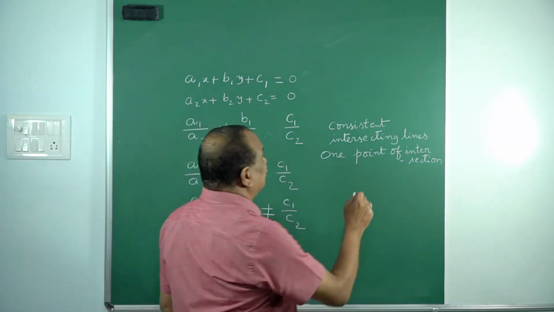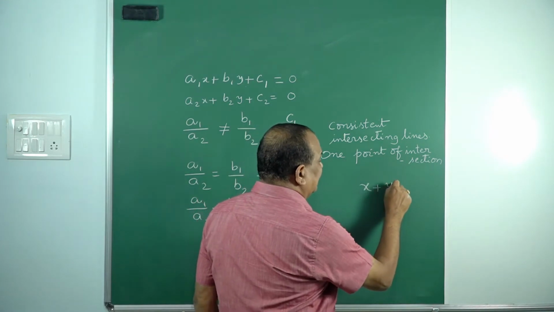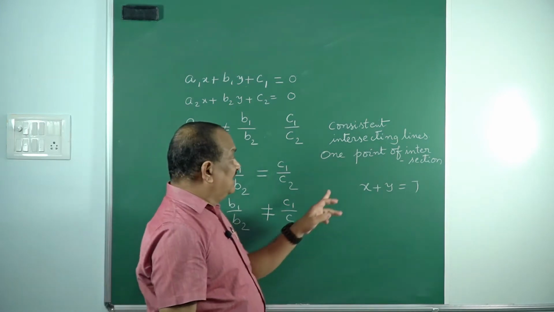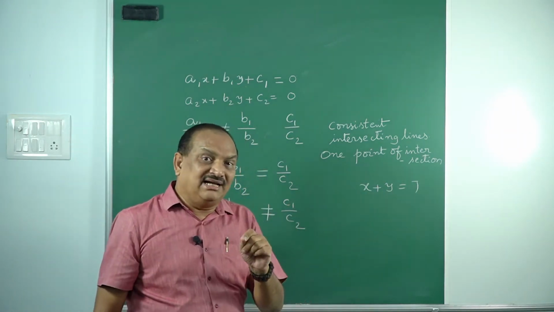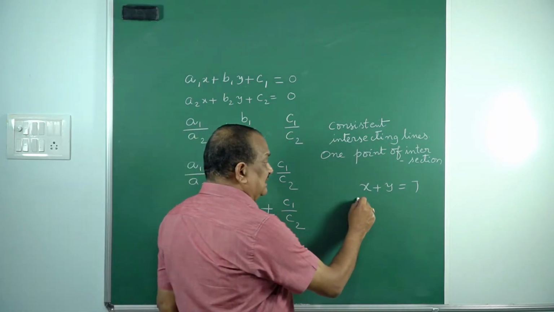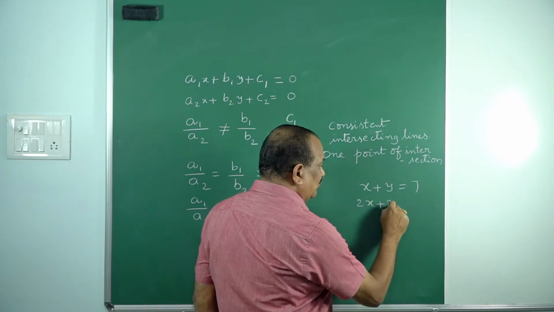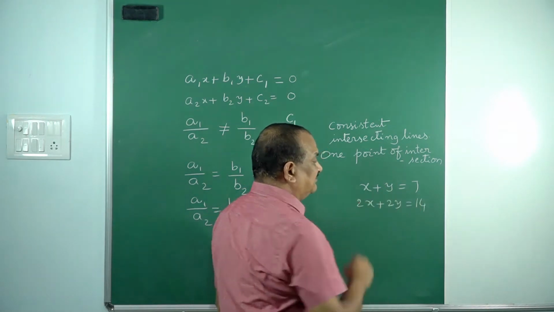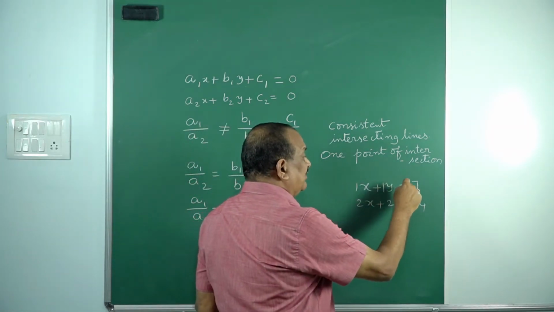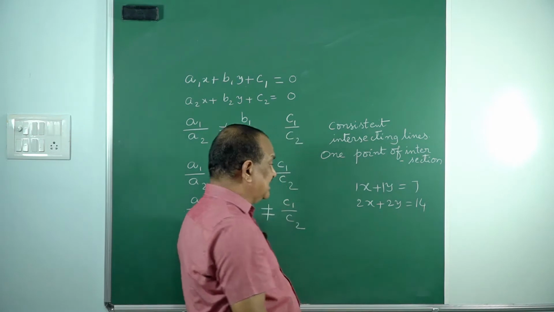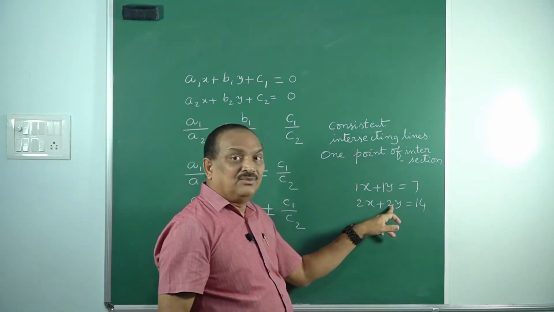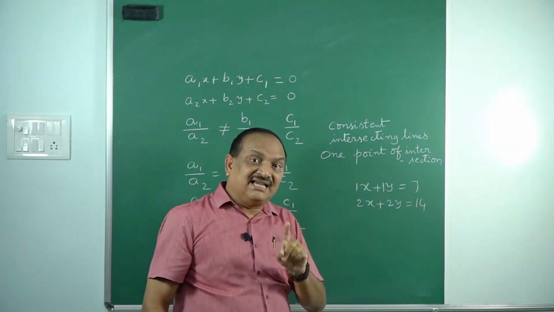Say for example, I write an equation like this: x plus y equals 7. The same equation I am going to write by multiplying throughout by 2. This is 2x, this is 2y, and this is, let's say, 14. Look at the ratio of the x coefficients, y coefficients and constant. This is 1 on 2. This is also 1 on 2. And 7 on 14 is again 1 on 2.